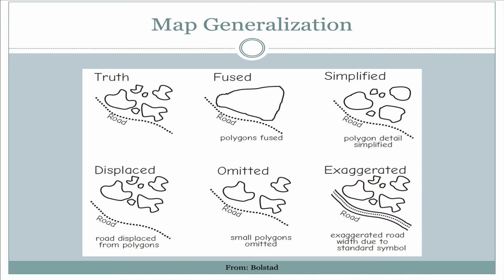And this last example here, exaggerated, has to do with how we symbolize things cartographically. In this case, as we zoom out, the road might be, if it were on an image like an aerial photograph, too narrow to see. So we might generalize that by putting in a road symbol that's much wider than the road itself, so that we can see that on the map as we're zoomed out.